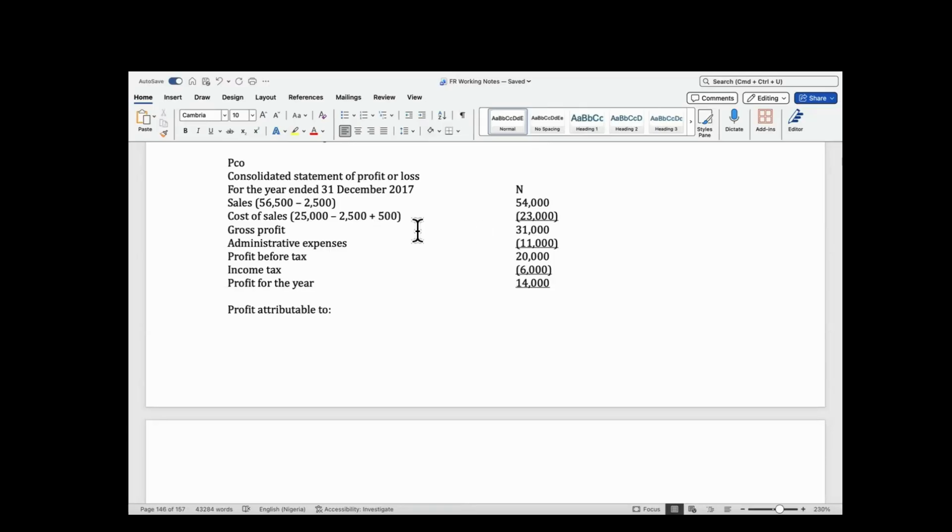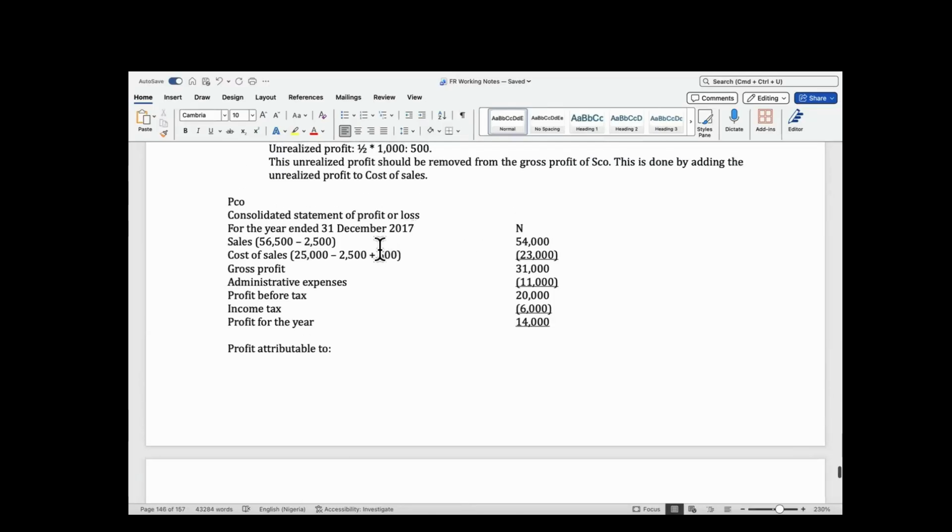You know that this unrealized profit, ordinarily, we should take it out from this gross profit. But gross profit is usually a resulting, derived figure: sales minus cost of sales. So we cannot get gross profit and then say we want to deduct 500. What we usually do is to impact it in cost of sales.